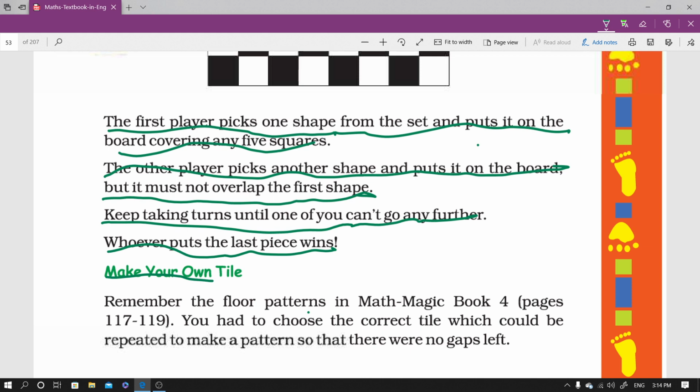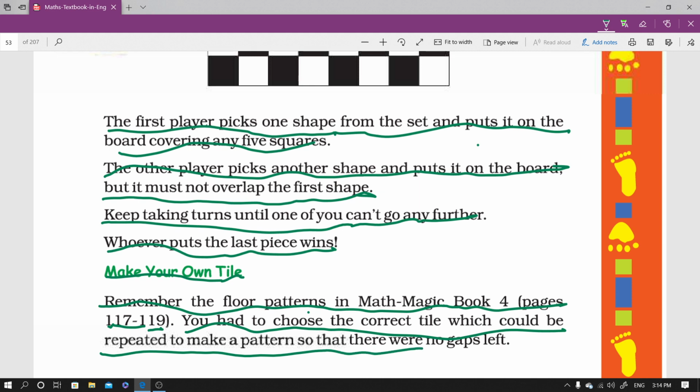Make your own tile. Remember the floor pattern in the Maths Magic book, pages 117, 119. You had to choose the correct tile, which could be repeated to make a pattern so that there were no gaps left.